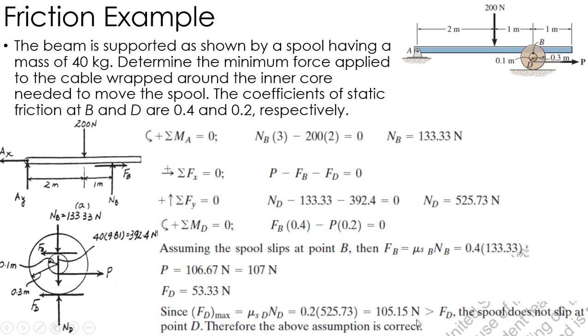If this friction force had been bigger than 105, my assumption would have been incorrect, and I would have had to set the maximum friction force at D to mu s N, and then resolve for P. Okay. But since my friction is less than the max at D, everything's fine. My assumption's correct. 107 is the answer to get this to move, and it slips at B and rolls at D.